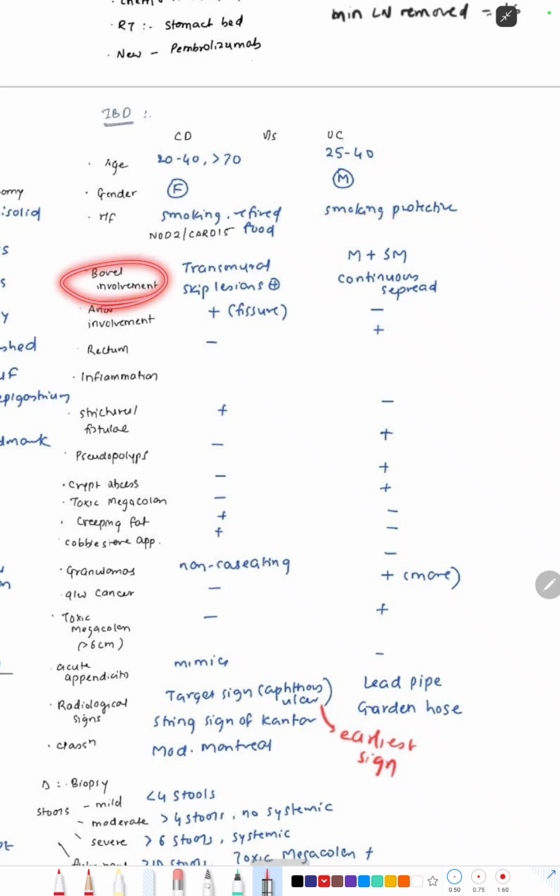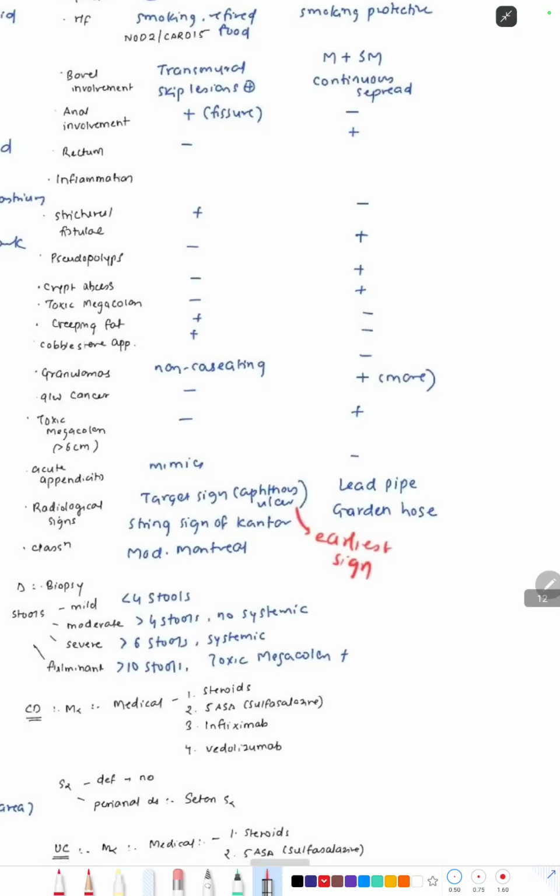Bowel involvement in Crohn's disease is transmural. Skip lesions are present. Here it is only mucosa and submucosa and continuous spread. Anal involvement, that is anal fissures and all, is present in Crohn's disease. It is absent in ulcerative colitis. Rectum is involved in ulcerative colitis. It is spared in Crohn's disease. Then strictures and fistulae are present in Crohn's disease. Pseudopolyps in ulcerative colitis. Crypt abscess in ulcerative colitis. Toxic megacolon is in ulcerative colitis, where the diameter of the colon is more than 6 centimeters.